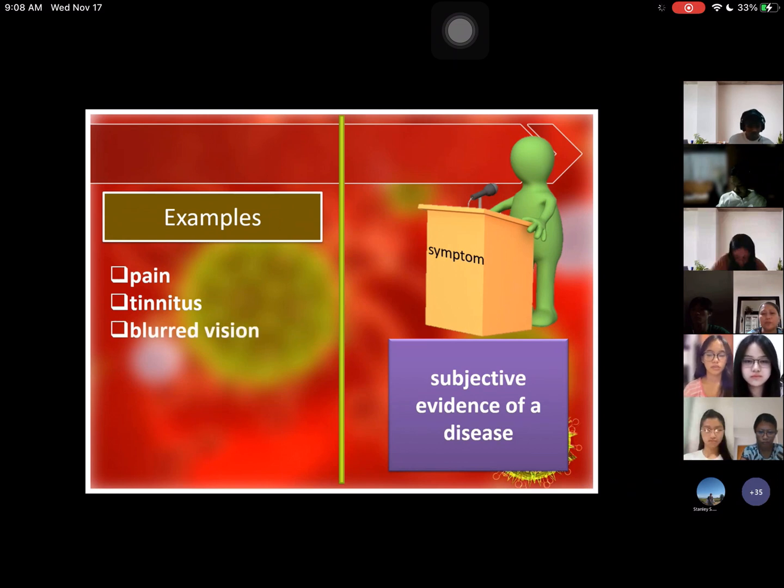Another example of a symptom is blurred vision. If you cannot clearly see objects or your family member, there is blurred vision already. This is another example of a symptom that can be felt by the patient. Another is itching or rashes, or chills. So these are examples of symptoms.